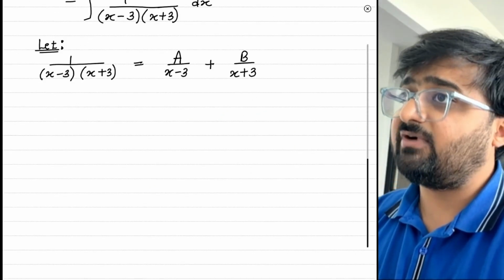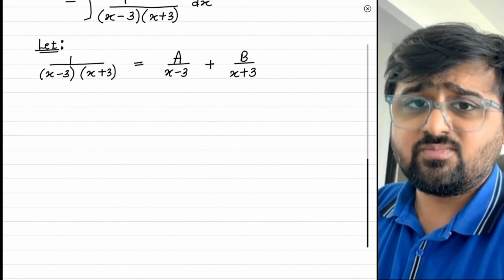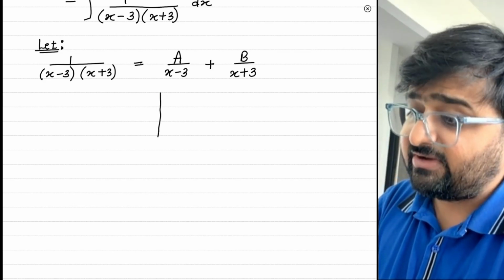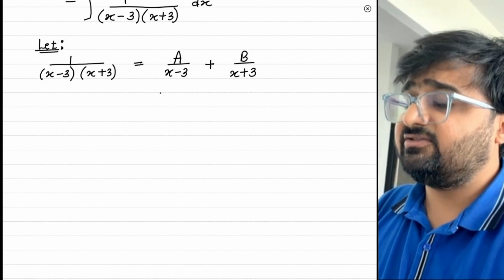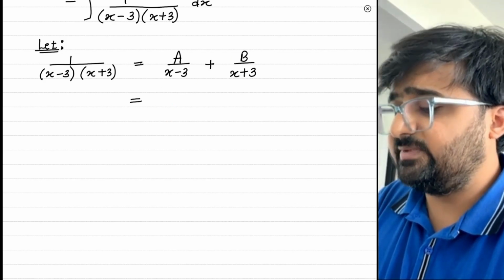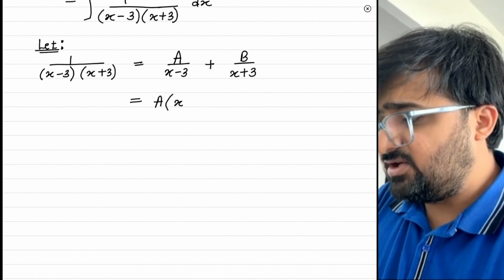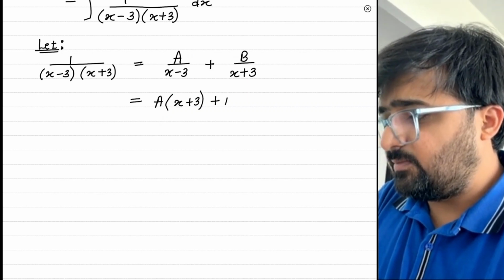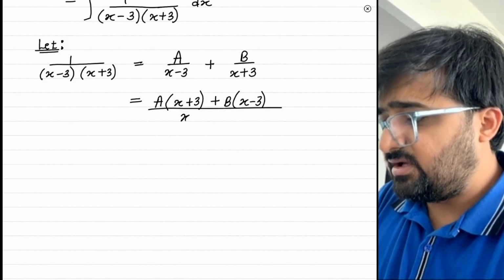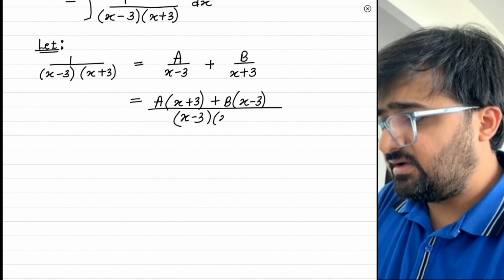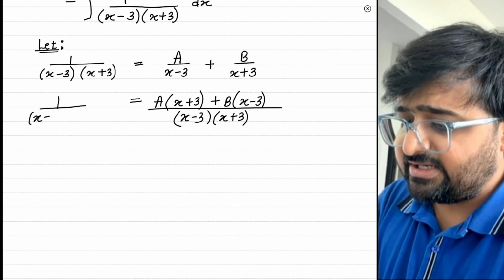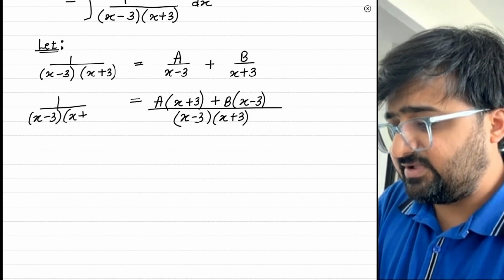Now let's see how you find the values of A and B. This is also where most of the people on YouTube go wrong. There is actually a much easier way to find the values of A and B. First, let's do cross multiplication. So you have A times (x plus 3) plus B times (x minus 3), divided by (x minus 3)(x plus 3), and that equals 1 over (x minus 3)(x plus 3).